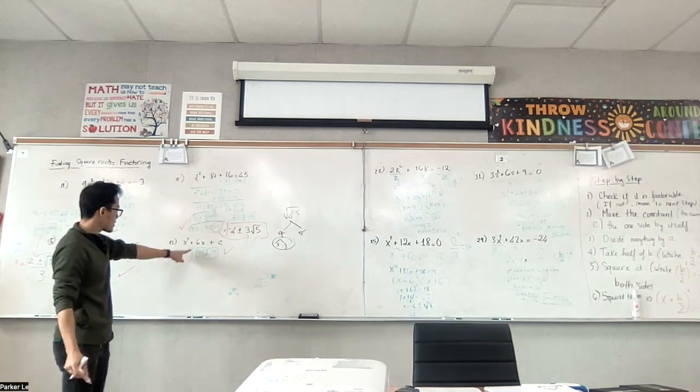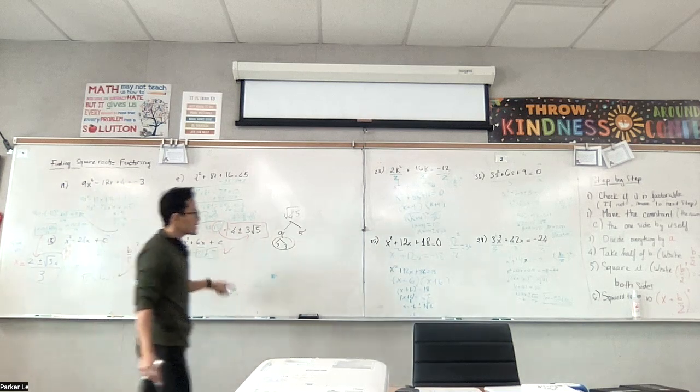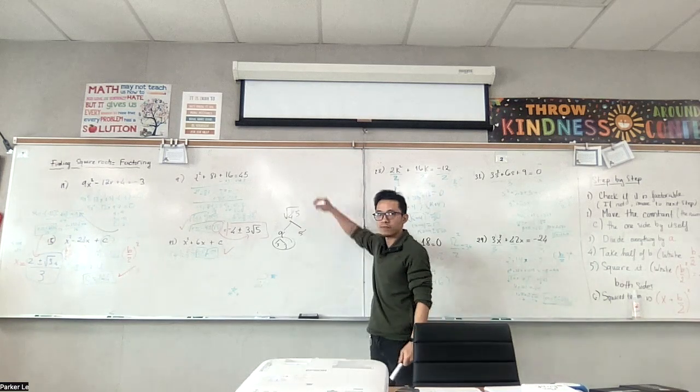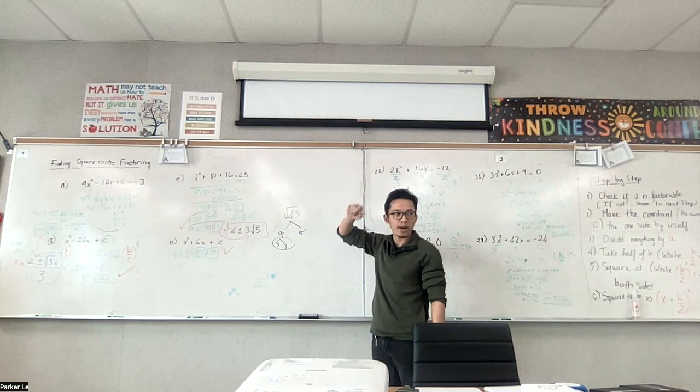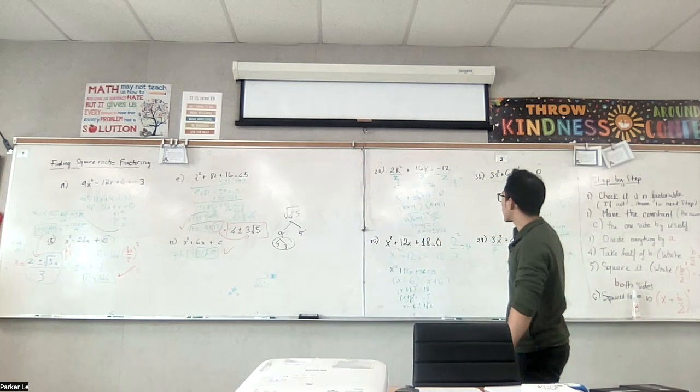And this one also correct because b is 6. b divided by 2 is 3. 3 squared is 9. So c is 9. Have I shown you last time the completing the square visualization? I showed you the square, the rectangle. We showed you why this one works.